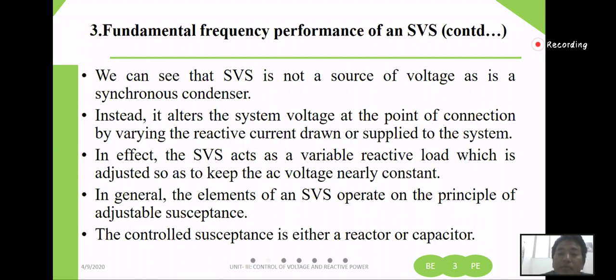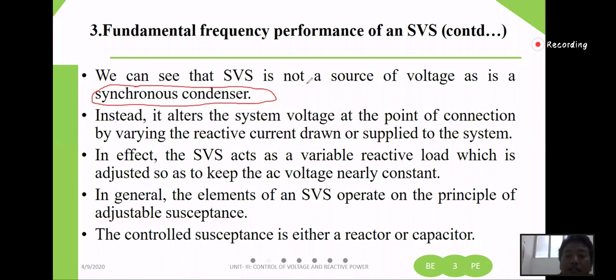So if it is 400 volt and it goes to 600 volt, it will try to bring it back to 400 volt by either consuming or generating reactive power. So it is not a voltage source, but already you have learned about the synchronous condenser. This synchronous condenser, actually, is a voltage source.